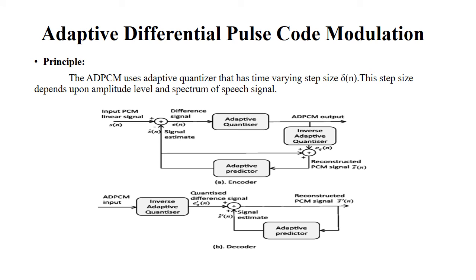Next we are going to see adaptive differential pulse code modulation. The ADPCM uses an adaptive quantizer that has a time varying step size delta(n). This step size depends upon the amplitude level and spectrum of the speech signal. The adaptive quantization can be implemented with forward estimation or backward estimation. In the forward estimation, the unquantized samples of the input signal are used to obtain the step size. In the backward estimation, the samples of the quantizer output are used to obtain the step size.